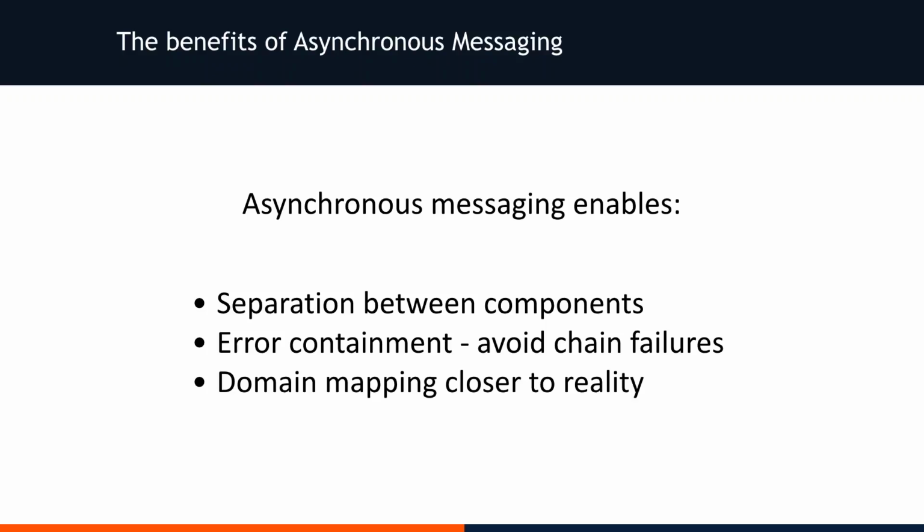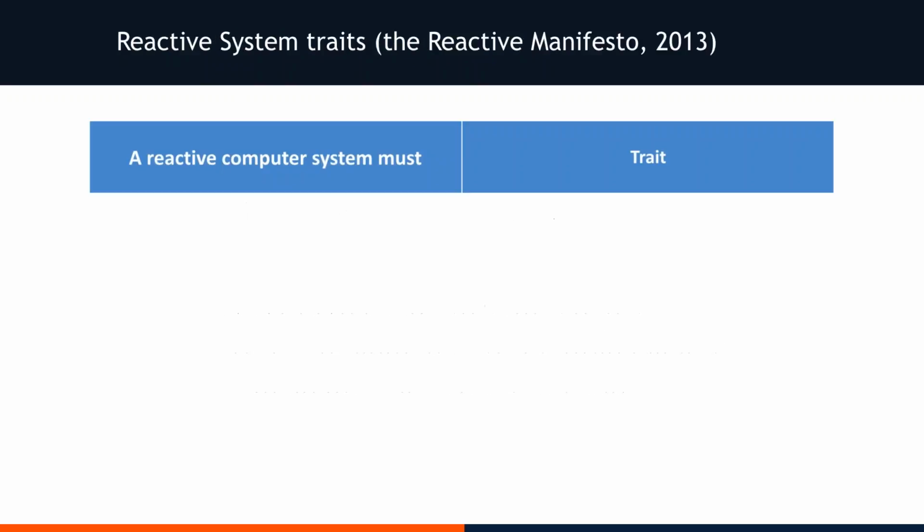Now, this bridge is very important because now we are going to define the actual traits of a reactive system. These traits come from the Reactive Manifesto, which was written in 2013 by a group of people, among which the founders of TypeSafe, now called Lightbend, the company behind Scala and Akka and a few other things that you might have heard of. We're going to see them a little bit closer down the line.